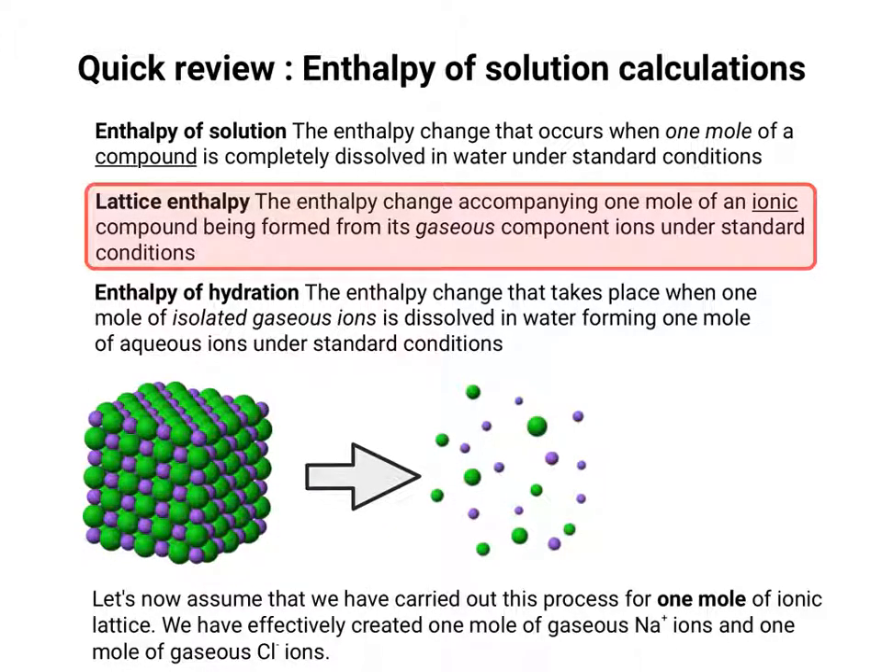So let's now assume we did this for 1 mole of ionic lattice, back to our sodium chloride. We've effectively created 1 mole of gaseous Na+ ions and 1 mole of gaseous Cl- ions. So this can be written out as an equation, which then takes us to the next stage of the dissolving process, which is called the enthalpy of hydration, or specifically the hydration.